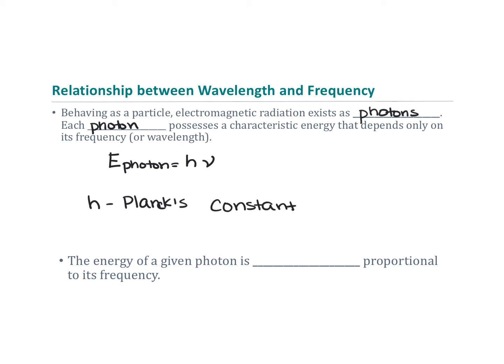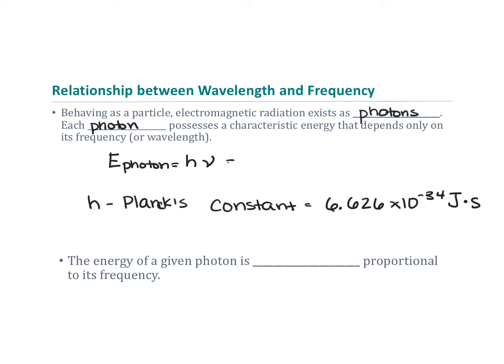Now, these constants will be given to you. Planck's constant is 6.626 × 10^-34 joule-seconds. Again, you don't have to memorize the constants. You don't have to memorize the speed of light. You don't have to memorize Planck's constant. I will give those to you.